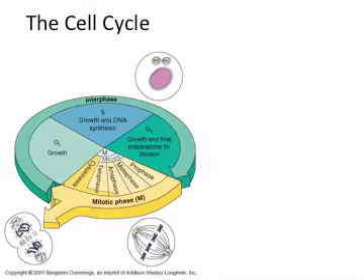Here's a cartoon of the cell cycle. You can see that right in the middle there's a green arrow that goes around the circle. It's called interphase. And then there's a yellow piece of that disc that's called the mitotic phase. And then it's got a couple cartoons on the outside.